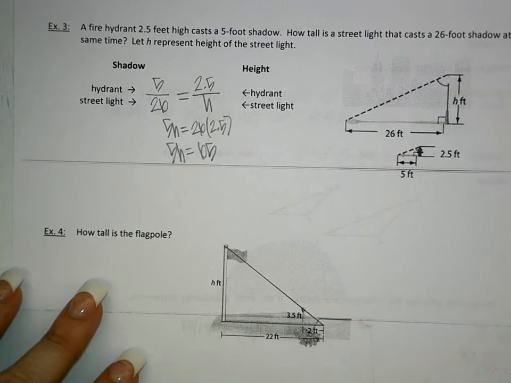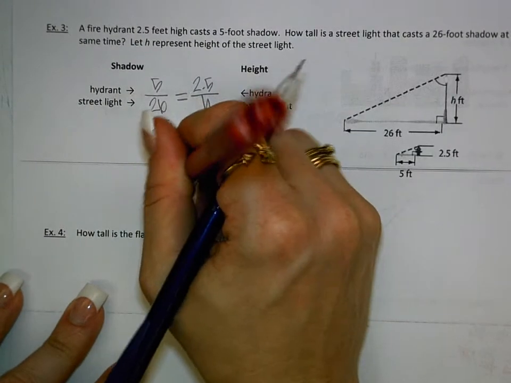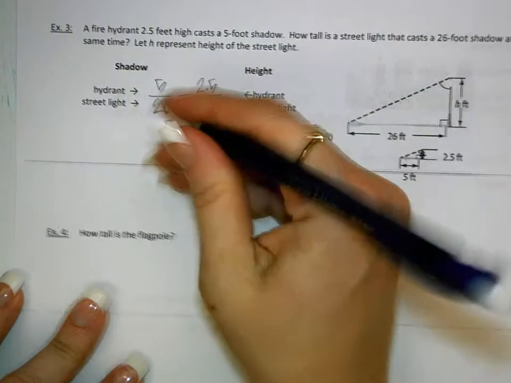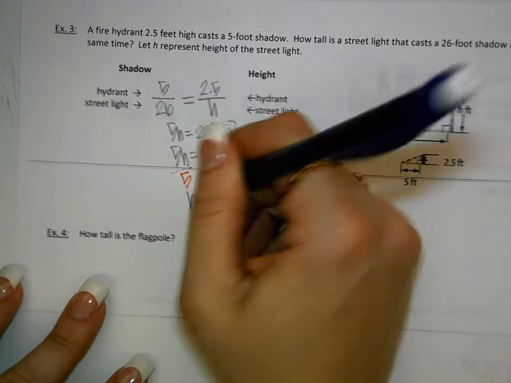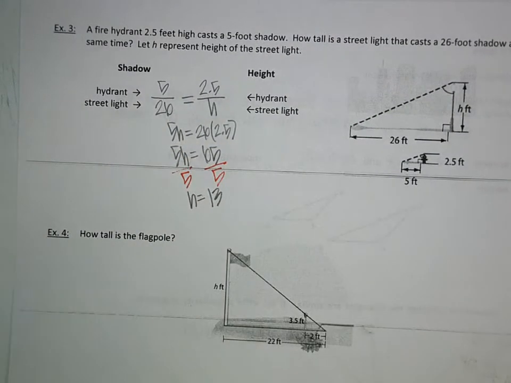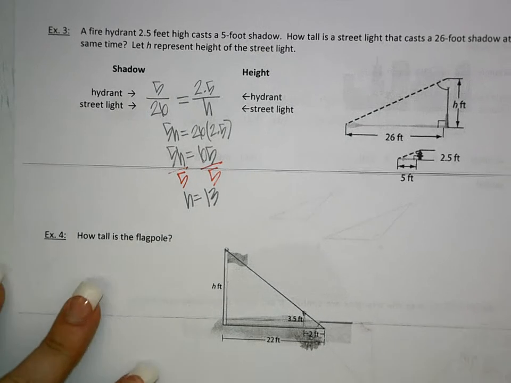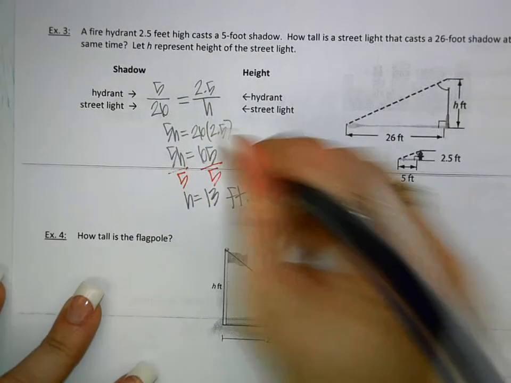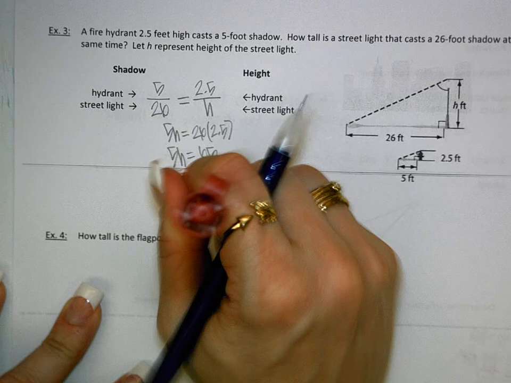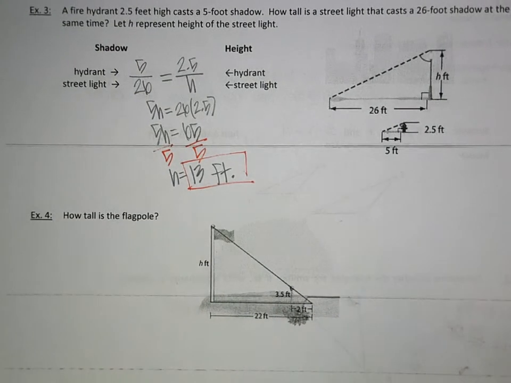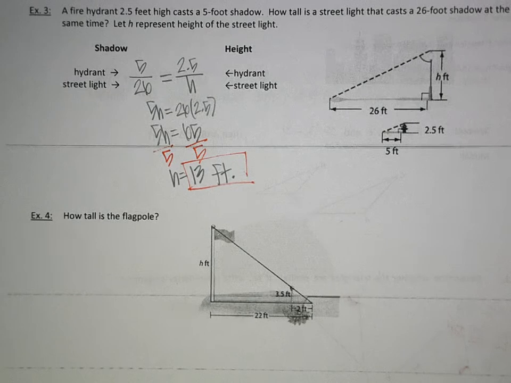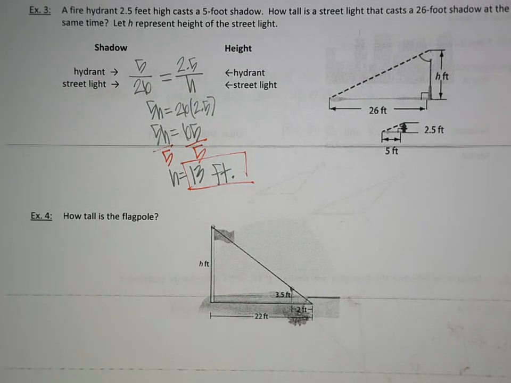Then how do we get H by itself? Divide both sides by 5. So the height is equal to, how many times does 5 go into 65? 13. And it's 13 what? Feet. I want them labeled. So the hydrant would be 13 feet tall, or excuse me, the lamppost. I knew that you knew it was right. I just wanted to make sure you could set it up. Good job.